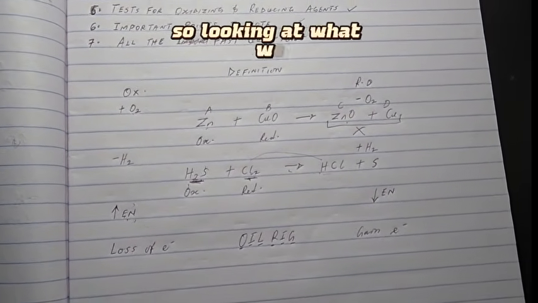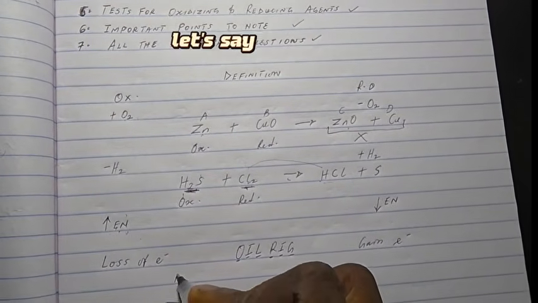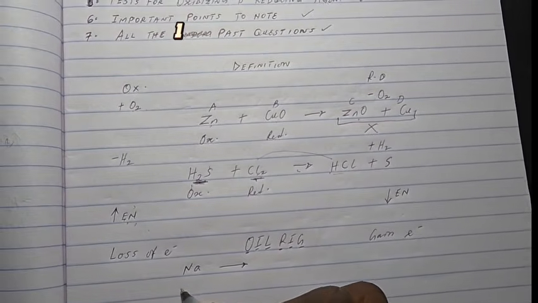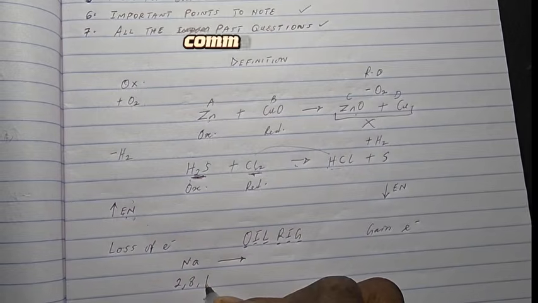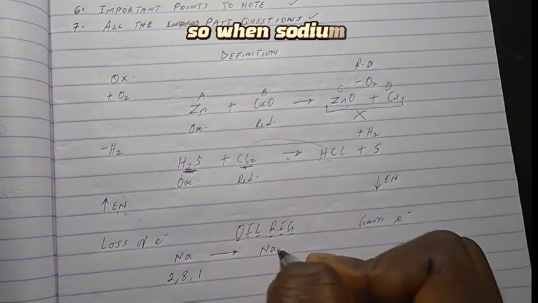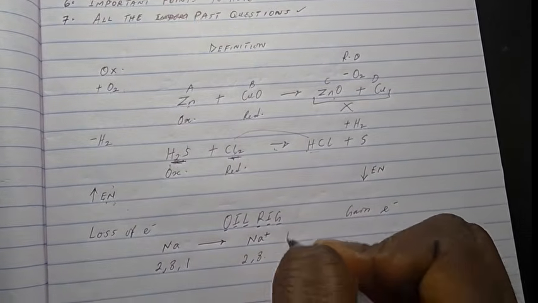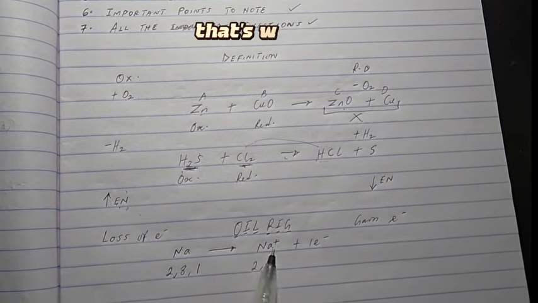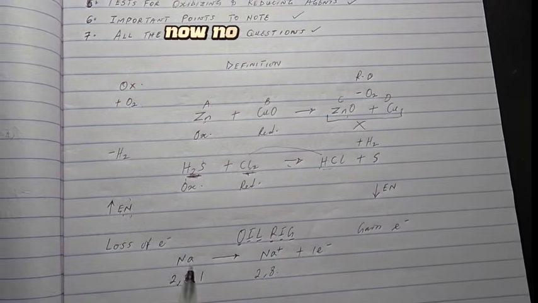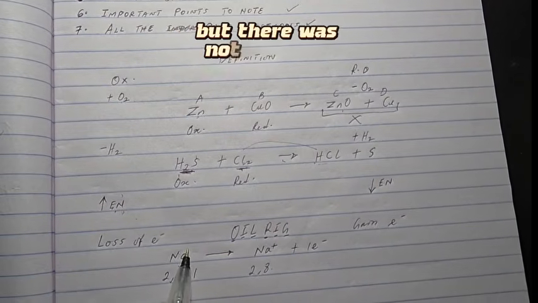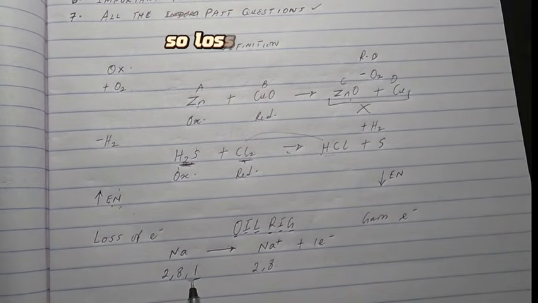So looking at what we have in this case, let's say I have this, for example, sodium. What is the atomic number for sodium? 11. So meaning that sodium is going to be 2,8,1. So when sodium loses electrons, it becomes 2,8, plus 1 electron. So it has lost 1 electron here. That's why it's becoming Na plus. Now note something. The oxidation state became plus 1, but there was nothing here before.